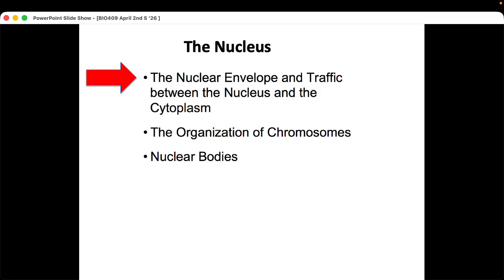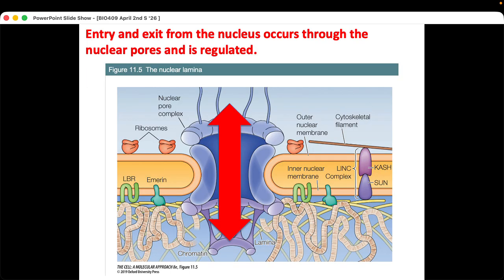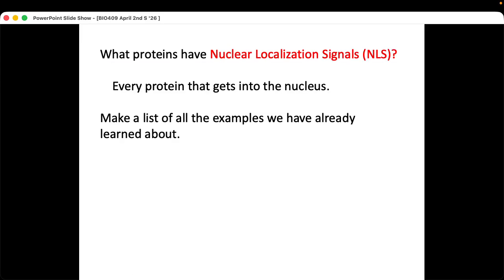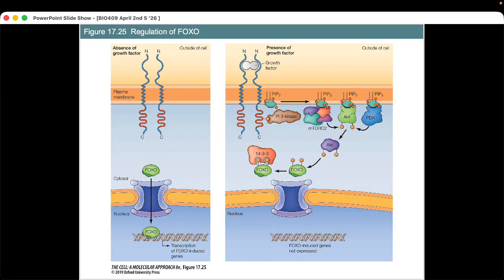We'll go through these other parts of the chapter quickly. Our book goes through them pretty quickly, and we'll go through them even faster. So entry and exit, and nuclear localization signal, FOXO, okay? So let's just think about FOXO a little bit more.